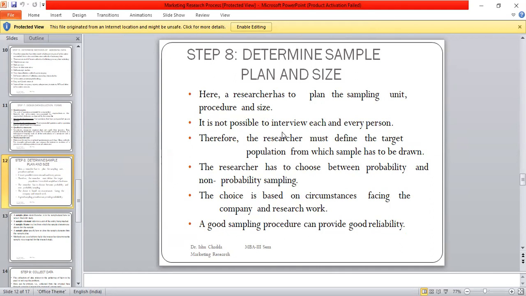The researcher must define the target population from which the sample has to be drawn. The researcher has to choose between probability and non-probability sampling. The choice is based on the circumstances facing the company and the research work. A good sampling procedure can provide good reliability.